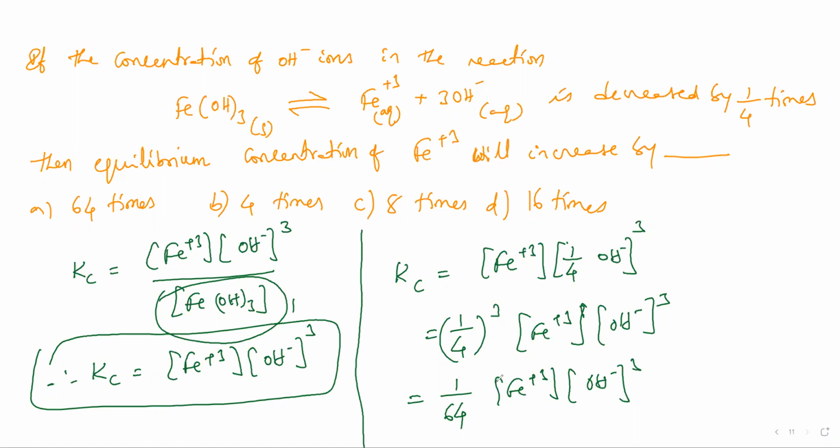Right? So that means, what is happening here? The concentration of ferric ions also, in order to maintain that equilibrium, should be reduced 64 times. How many times do you have to reduce the concentration of ferric ions also? It should be reduced by 64 times. Right? So this is about the equilibrium constant with respect to concentrations, right?